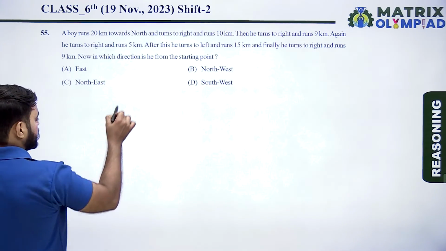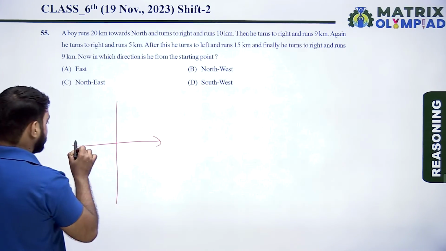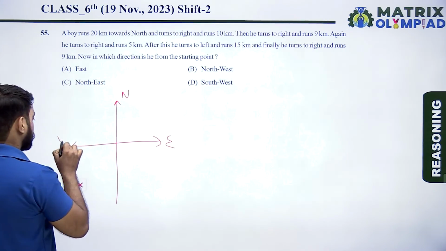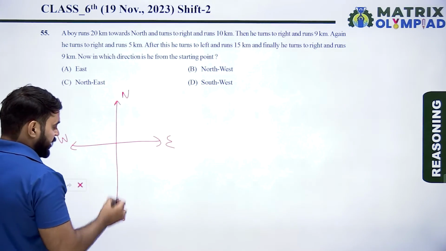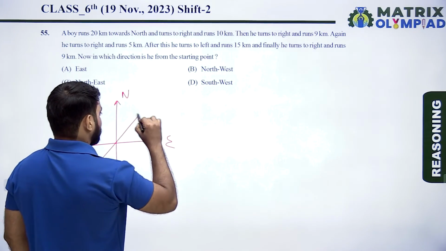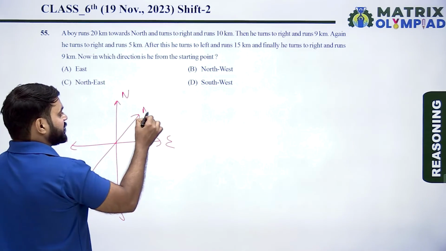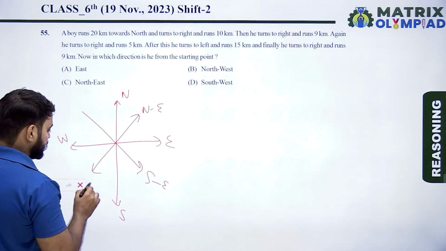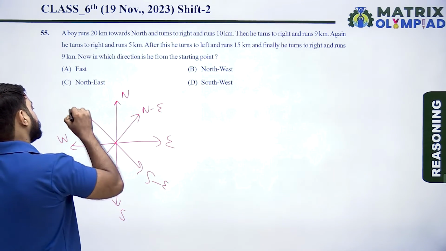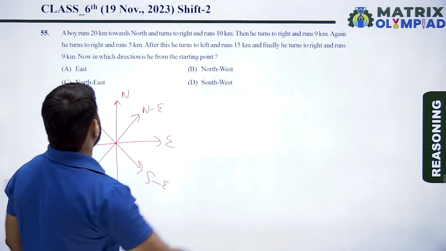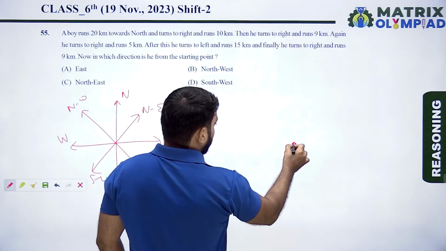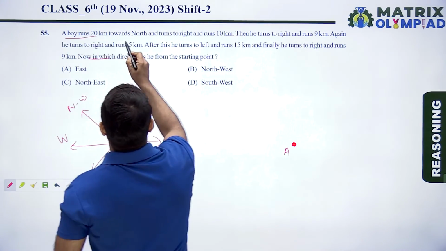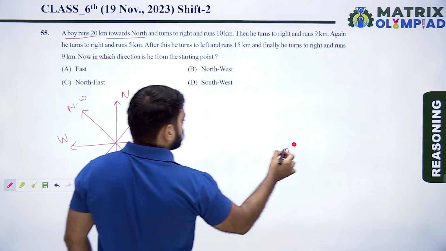So before starting this question, we should know that there are 4 types of main direction. One is east, this is north, this is west, and this is south. And there are 4 types of cardinal direction. This is northeast, this is known as southeast, this is known as southwest, and this is known as northwest. So according to question, let's suppose A is the starting point of boy. Now a boy runs 20 kilometers towards north.